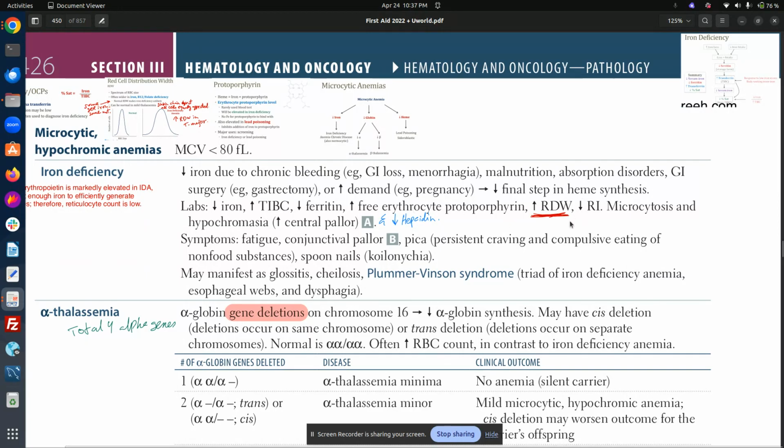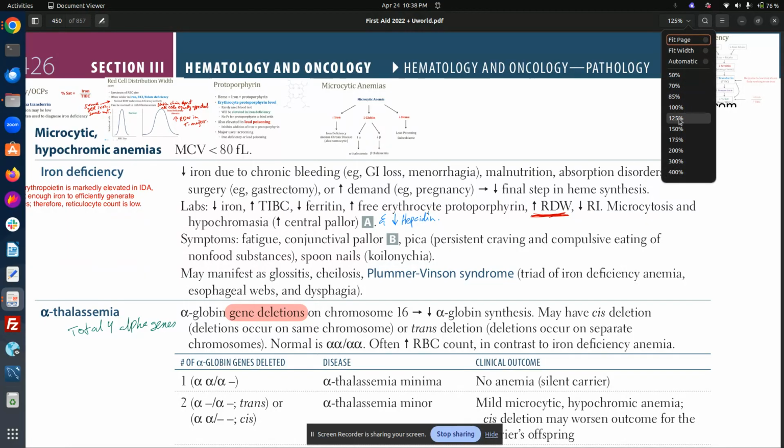And last is red cell distribution width. Some of the RBCs are getting enough iron, and some of the RBCs are not getting enough iron. So some of the RBCs will be small, some will be large, some will be of middle size. So the red cell distribution width will be increased. Normally, the red cell distribution width is normal among all RBCs.